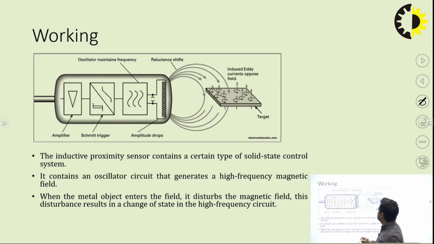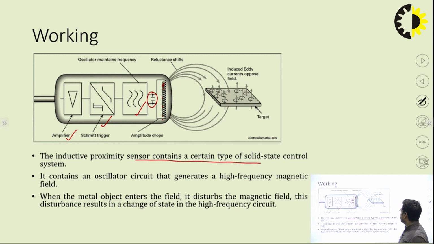Now see the diagram another way. These are the electromagnetic coil, this is the filter, and this is the oscillator that maintains the frequency. This is the Schmitt circuit, or triggering circuit, to turn the circuit on or off. This is the amplifier, so the output can be amplified further. So an inductive proximity sensor contains a certain type of solid state control system. It contains an oscillator circuit that generates a high frequency magnetic field. When a metal object enters the field, it disturbs the magnetic field. These disturbances result in a change of state in the high frequency circuit.